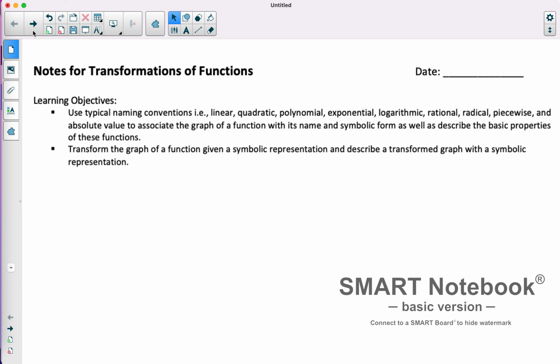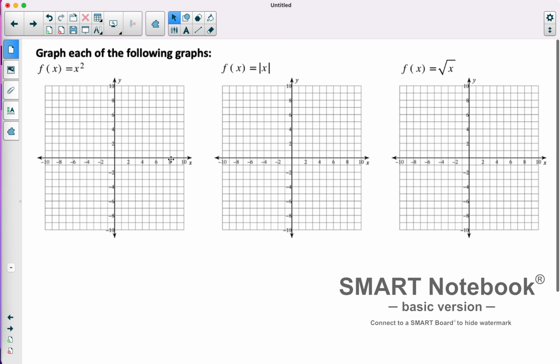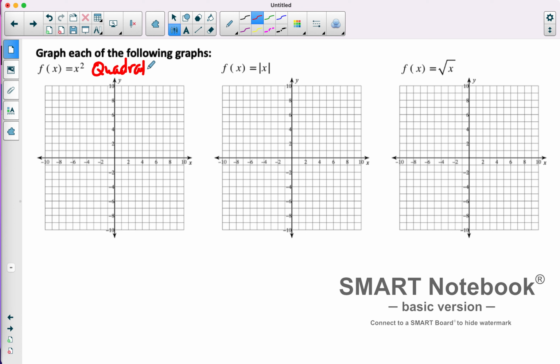Transformations of functions. To do that, we need to first consider three of the parent functions that we saw earlier. So this is a quadratic function. It has that parabola shape. And if we remember, we can just do input output. So 0 squared is just 0. 1 squared is 1. 2 squared is 4. 3 squared is 9. We do the other side. Negative 1 squared is positive 1. Negative 2 squared is positive 4. And negative 3 squared is 9. So that was that basic parabola shape, which made like a U kind of shape.